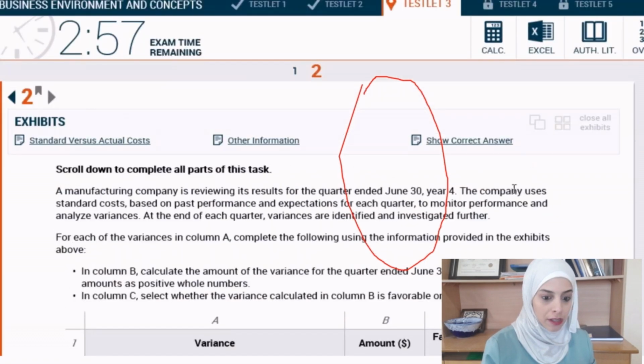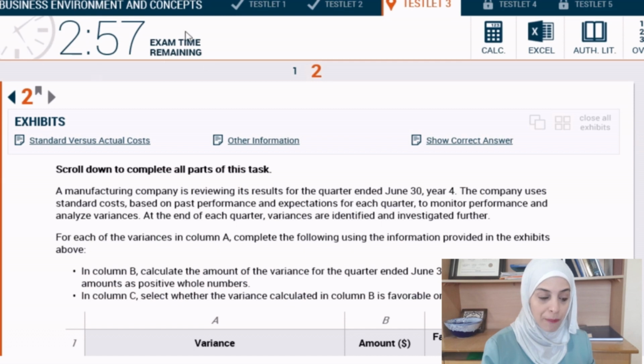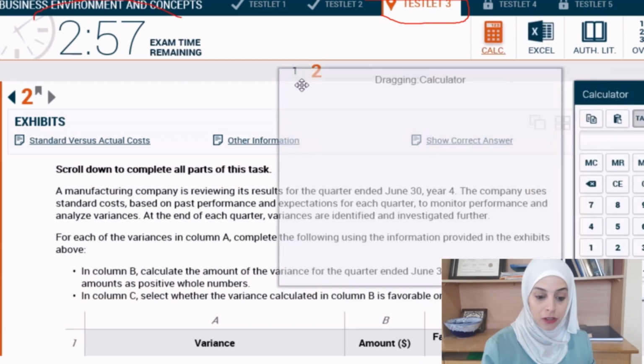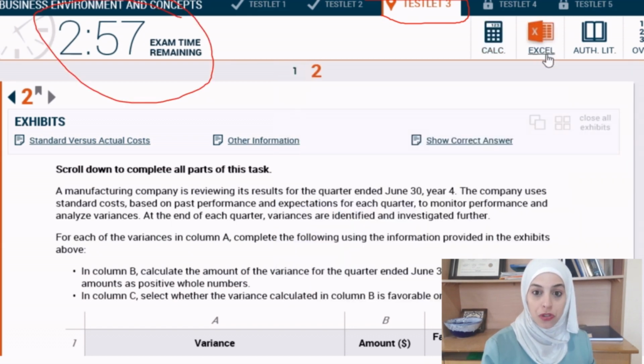So here are the exam screens. Here is the countdown clock, which you should always keep your eye on. Here's a calculator you can use, of course, to compute the numbers, and a desktop Excel, which I advise you always to use because it helps a lot when doing some equations, and the cells when you want to drag them, it speeds things up.